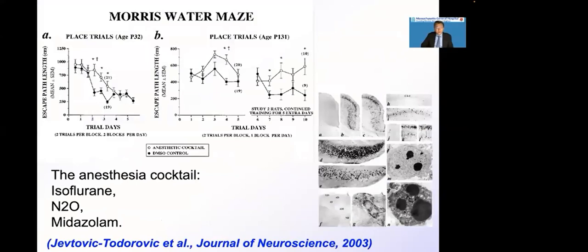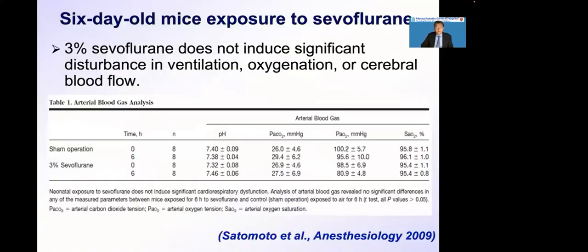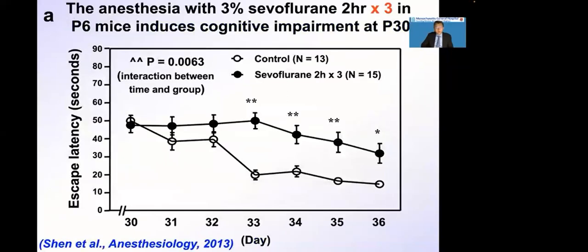So in 2003, the pioneering work by Dr. Jevtovic-Todorovic showed that the cocktail of isoflurane, nitrous oxide, and Versed can cause learning and memory impairment in rodents and also cell death. And in 2009, Dr. Sadamoto in Japan showed that 3% sevoflurane does not cause significant changes in terms of the blood gas and cerebral blood flow. So we also use the 3% sevoflurane.